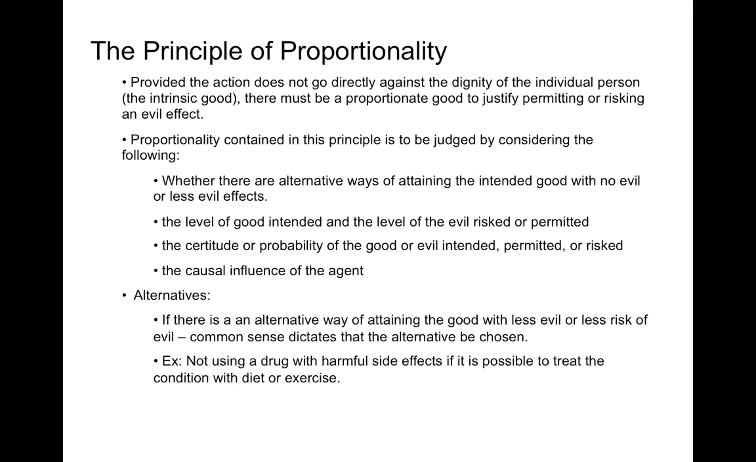So there's a section in your book which talks about unjustified or unneeded surgeries. Proportionality needs to take a good look at what's the intended outcome and is it worth going through the dangers and risks of surgery. The certitude or probability of the good or evil intended is permitted. Okay, so again, proportionally weighing that out. The causal influence of the agent needs to be explored as well.